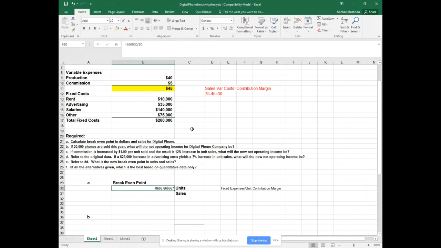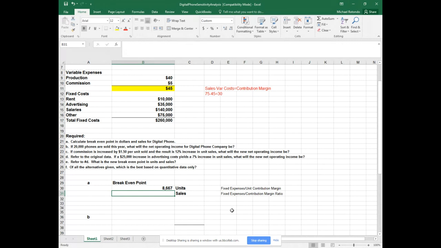Okay, so we probably want to round this off because it's not likely that we're going to have fractional units. So I'm just going to take the zeros out of there, the decimal points, and we're going to say it's 8,667 units. Now, in order to get break-even point in sales in actual dollars, we could do fixed expenses over contribution margin ratio. But that requires another calculation.